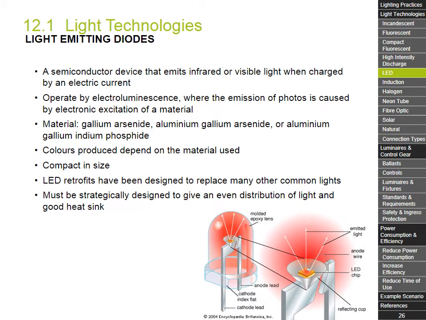LEDs are compact in size and are used in small spaces and applications. LED retrofits have been designed to replace most common lamps. One disadvantage of LEDs is that they are very directional, so the fittings in the lamps must be strategically designed to achieve an evenly distributed light. LED retrofits are not necessarily the best solution and should be assessed and used on an individual basis.